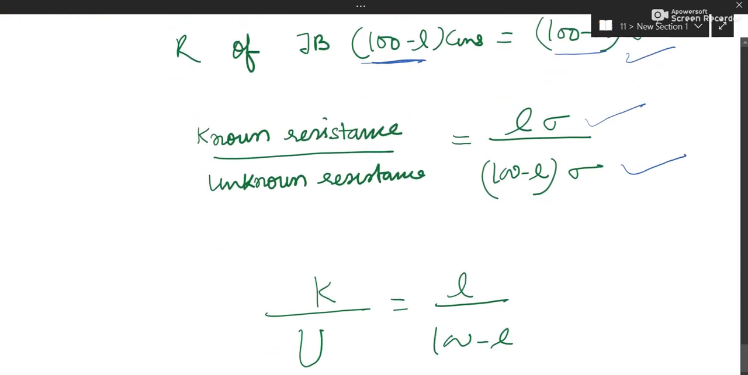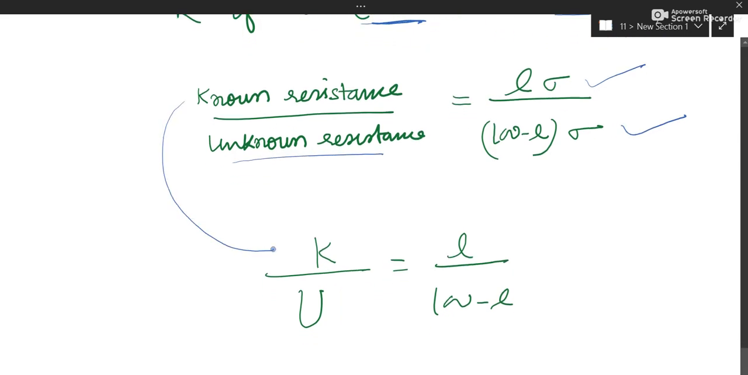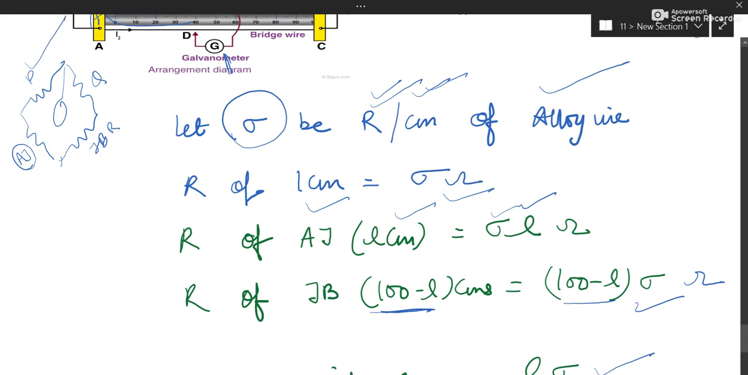So we have calculated the resistance of the AJ and JB portions. Please substitute. Our job is to find the unknown resistance. I have denoted known by K and unknown by U. So the formula for the unknown has been devised. The known resistance we know, and L we can read from the meter bridge. This is how we find an unknown resistance. This is the topic of the meter bridge, which is used to find an unknown resistance. Okay, thank you.